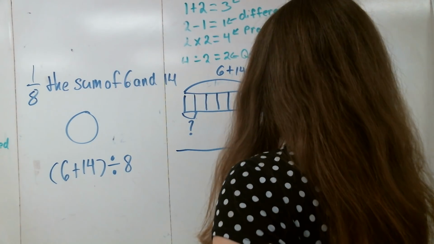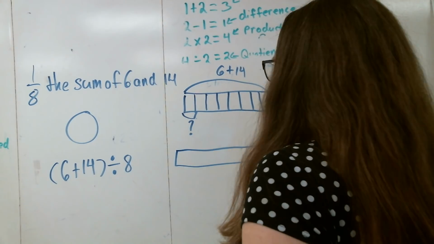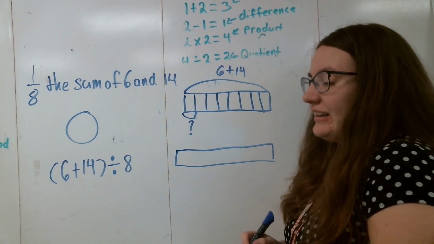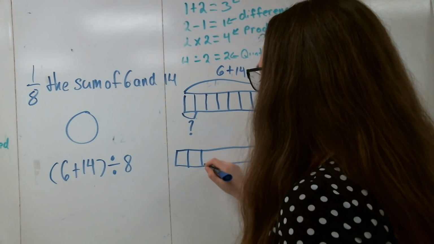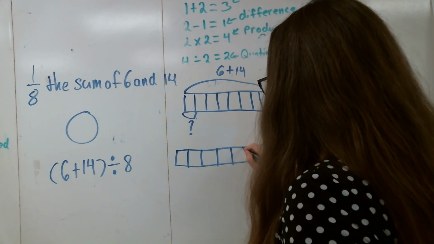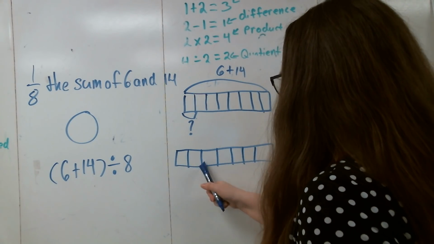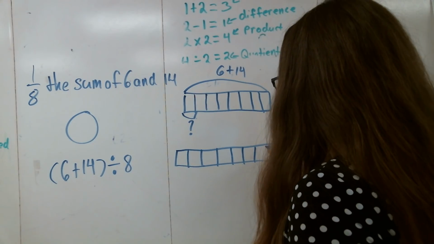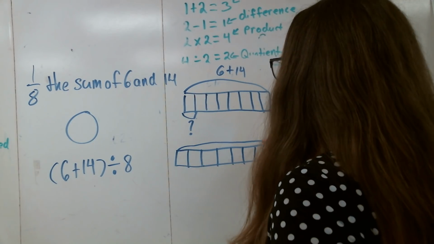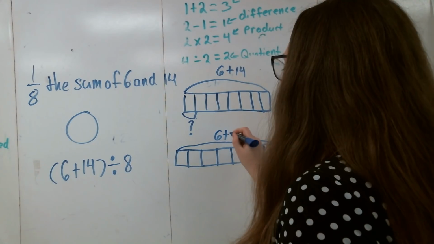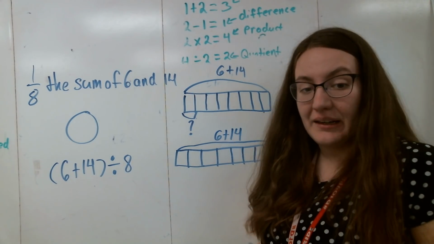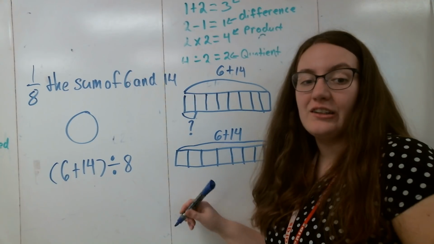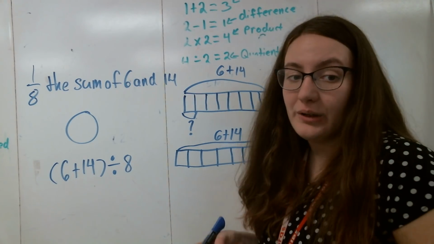Now for this one right here, we have 6 plus 14 divided by 8. So again, my tape diagram is going to be divided by 8. So 1, 2, 3, 4, 5, 6, 7. And I know that my whole thing equals 6 plus 14. And again, I am just trying to solve from there to figure out what one part would equal.